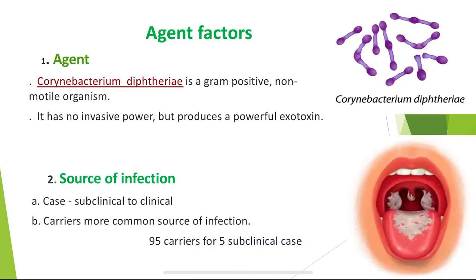So let's begin with the agent factor. The agent is Corynebacterium diphtheriae, which is a gram-positive, non-motile organism. You can see the picture of Corynebacterium diphtheriae here, a non-motile, gram-positive organism. It has no invasive power, but it produces an exotoxin. They elaborate powerful exotoxins. These exotoxins are responsible for the formation of the pseudomembrane.